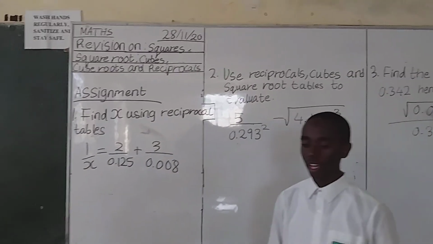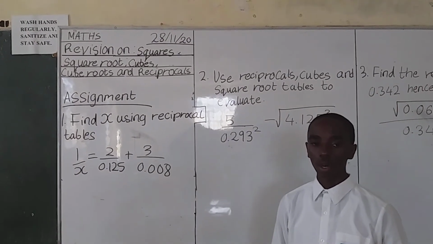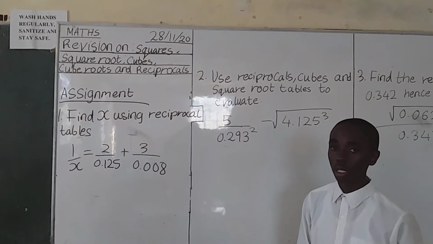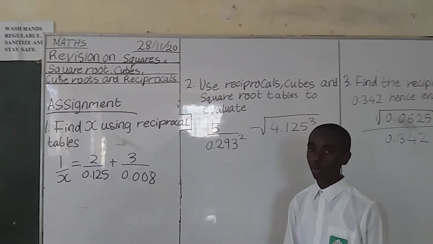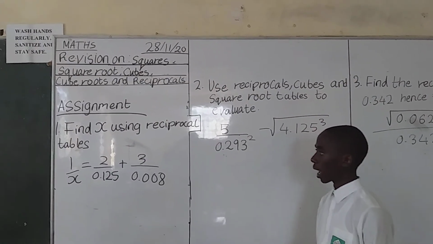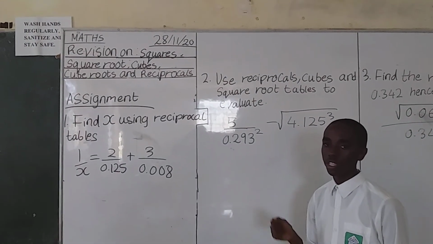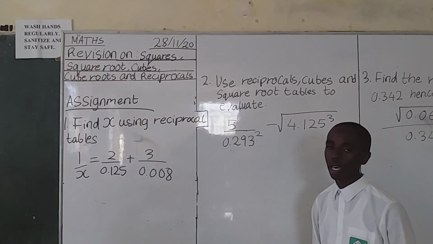So learner, at that junction we have reached the end of our worked examples for revision on squares, square roots, cubes, cube roots and reciprocals. So to leave you, I have an assignment that we need to do so as to polish up on these skills that we have been learning over the past few lessons.